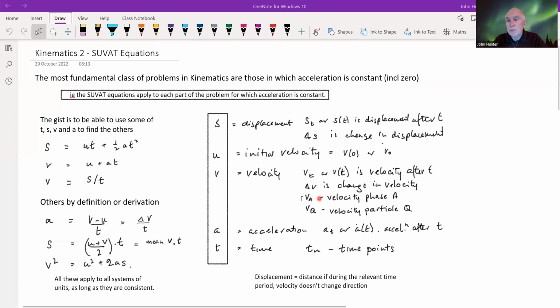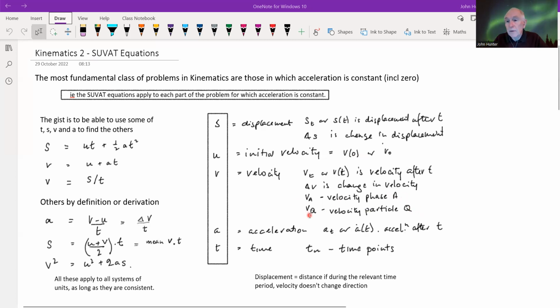Now, we may have problems which are multi-phase. I mentioned this a moment ago, where we travel with a certain acceleration for one part of the problem and another acceleration for another part, and we may wish to distinguish between those two. Therefore, different velocities may apply, and to make a distinction between them, we perhaps use a suffix to denote what we're talking about.